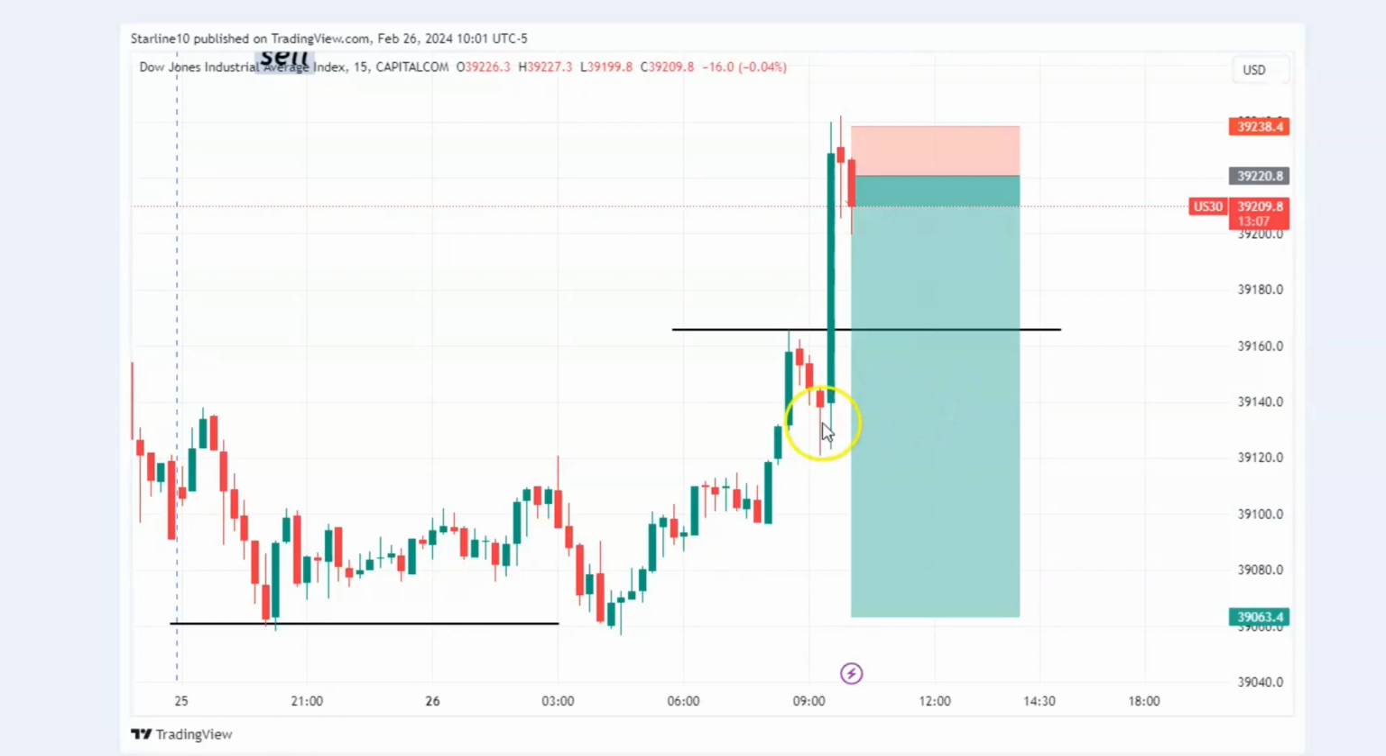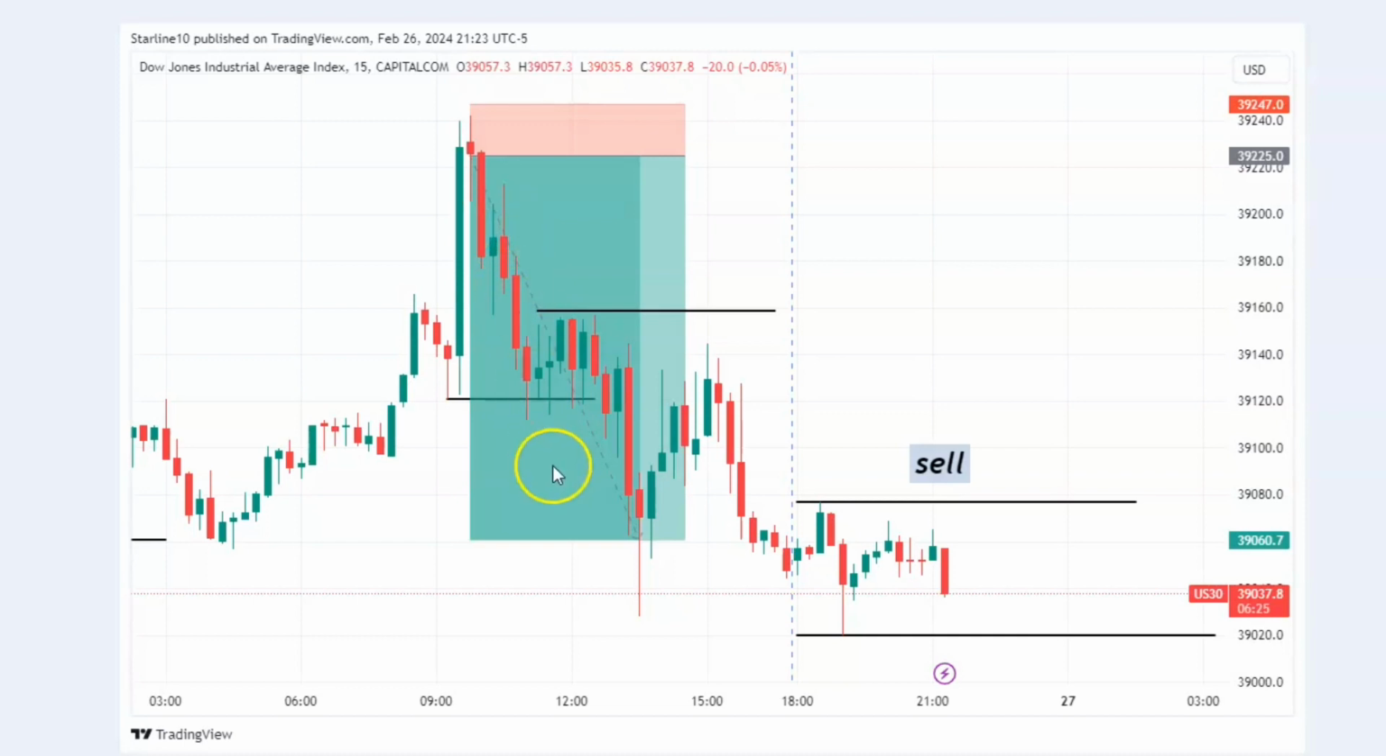This was a setup we got yesterday on US 30, and this is the result. And in this video, we are going to talk about how to trail your stops when you get trade setups like this in order to lock in your profits.